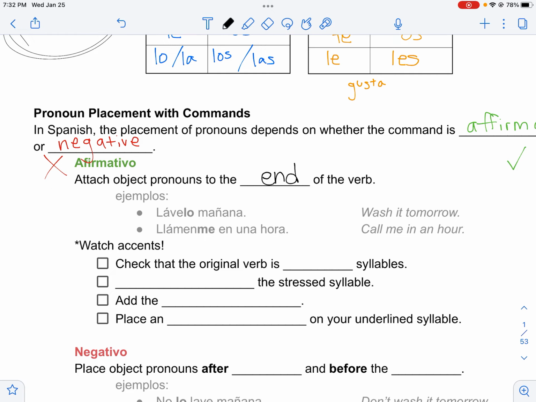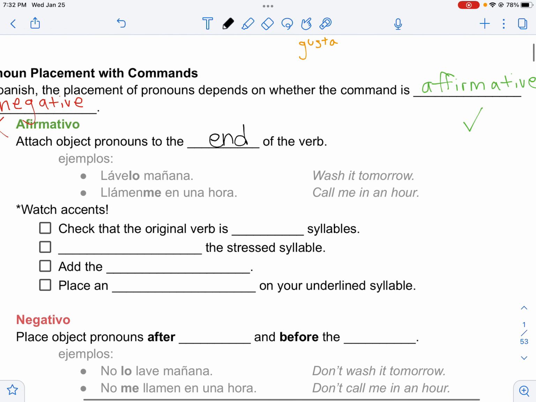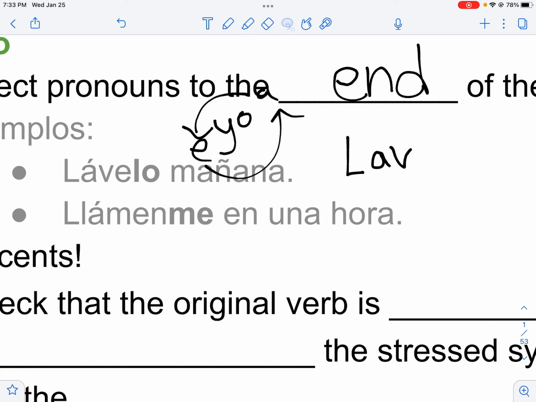I'm going to show you an example and then show you the rules. Let's say we have lavar, our infinitive. To turn it into a command, we drop the AR, we take the yo form, which is lavo, regular verbs, and then we do our A to E swap.